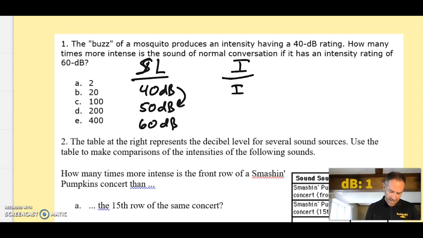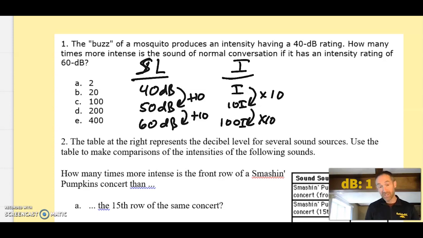Now, here's the way these work together. Anytime you add 10 decibels onto a sound level, that has the effect of multiplying the intensity by 10. So I'm coupling adding on the sound level with multiplying on the intensity. If I add 10 more decibels, then that multiplies by 10 again. 10 times I would be 10I, and 10 times that would be 100I. I don't know what the original I was, I could figure it out, but I don't need to for this problem. 50 decibels would be 10 times it, and 60 decibels would be 100 times it. So 100.